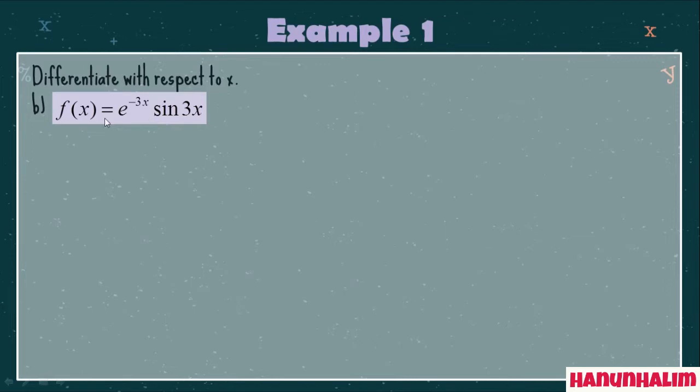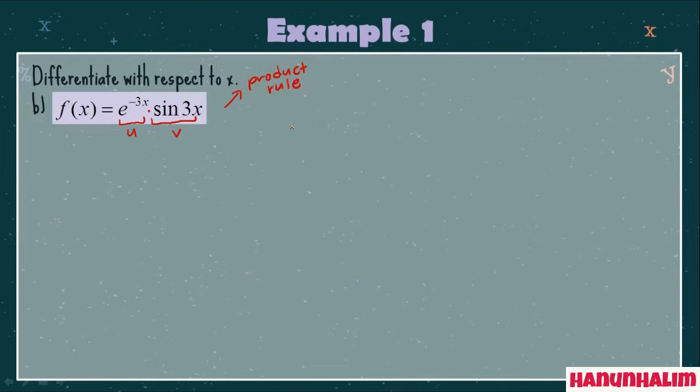So the final answer is cos ln x over x. Next, example 1b. We have f(x) equal to e to the power of negative 3x sin 3x. Obviously, for this function, we have two terms. The first term we can let as u, the second term we can let as v: u is e to the power of negative 3x and v is sin 3x. Since we have two terms multiplied, u times v, we can use the product rule.